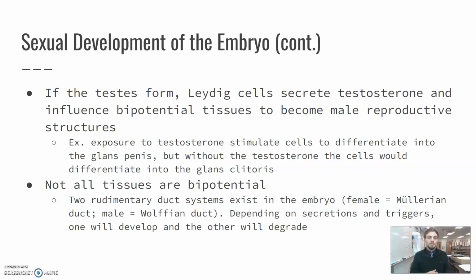But not all of the tissues in an embryo are bipotential. You actually will have two rudimentary duct systems. The female duct system is known as the Mullerian duct. The male duct is going to be known as the Wolffian duct. Depending on whether the embryo is developing into a male or a female, one of those duct systems will continue to develop while the other is going to degrade and eventually go away, to make sure you're left with only the male or female duct systems.